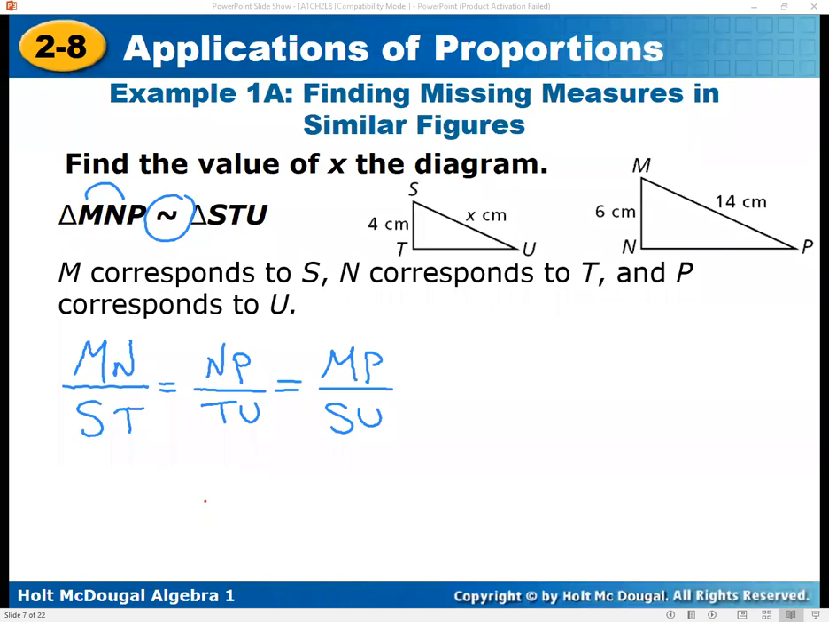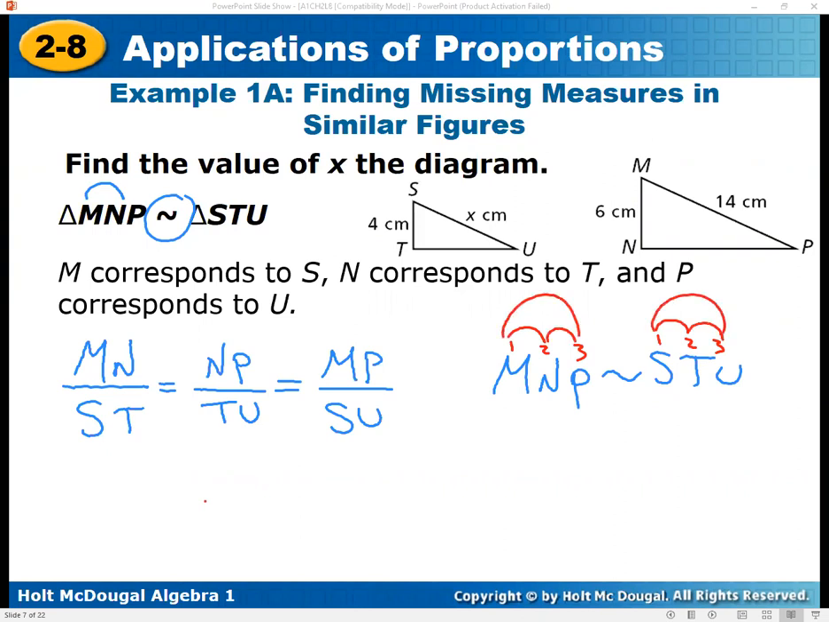To imagine what I'm talking about, this is MNP, similar with STU. Above it, you can write 1, 2, 3, okay? Then 1, 2, 2, 3, and then 1, 3.